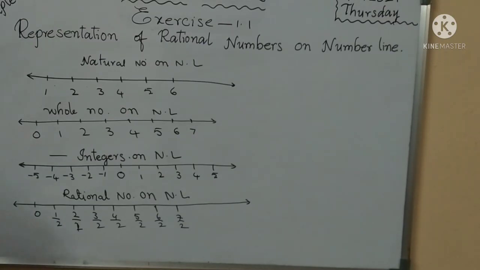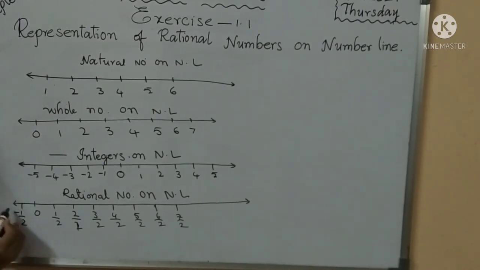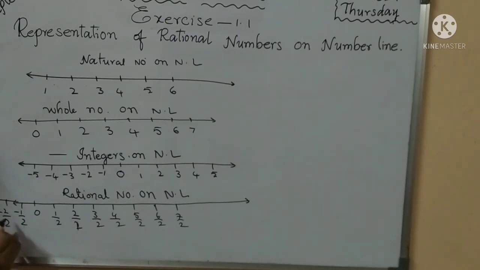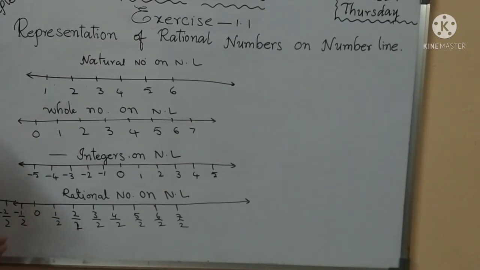A rational number is of the form p by q. Here p and q are integers, we know that, meaning positive values and negative values. Here also minus 1 by 2, minus 2 by 2 and so on. So how to find the equal parts on the number line? How many parts do we have to take? Now, let us start rational numbers on number line.